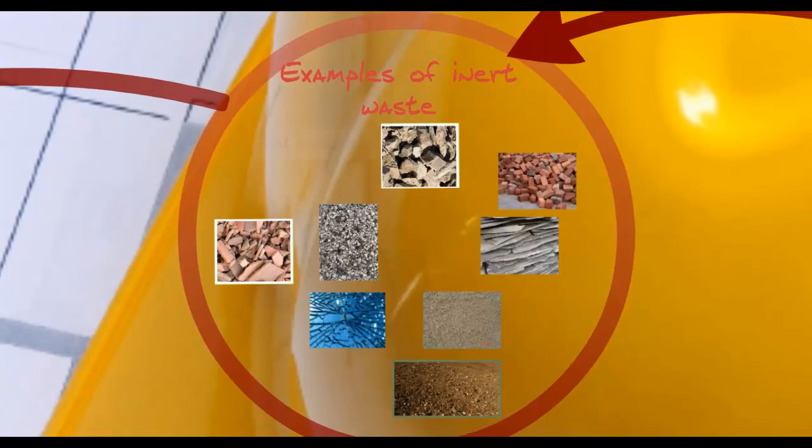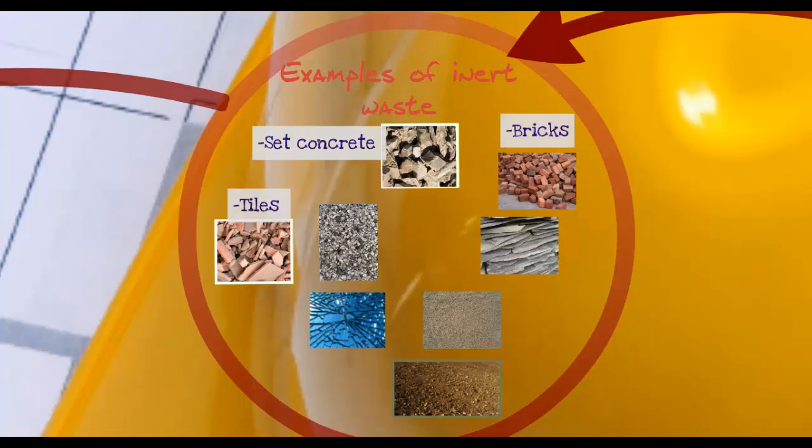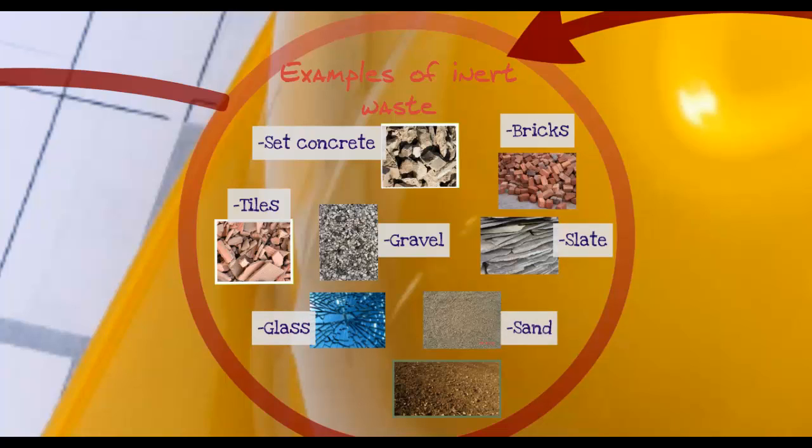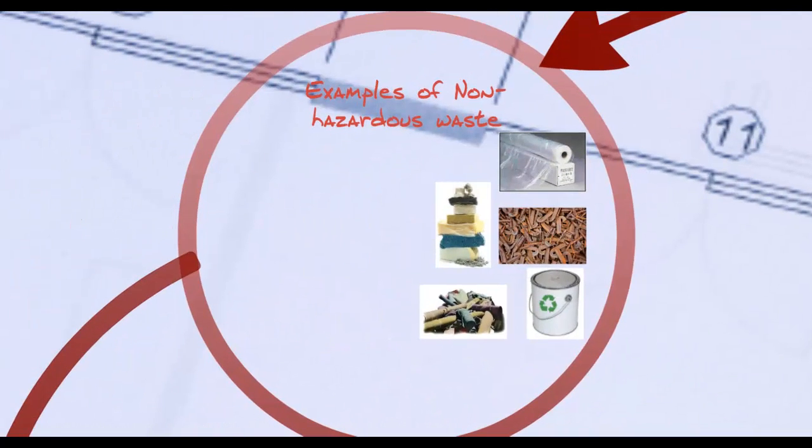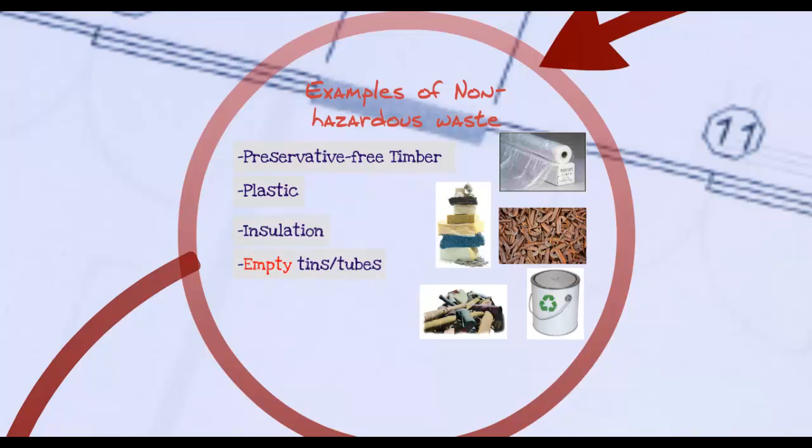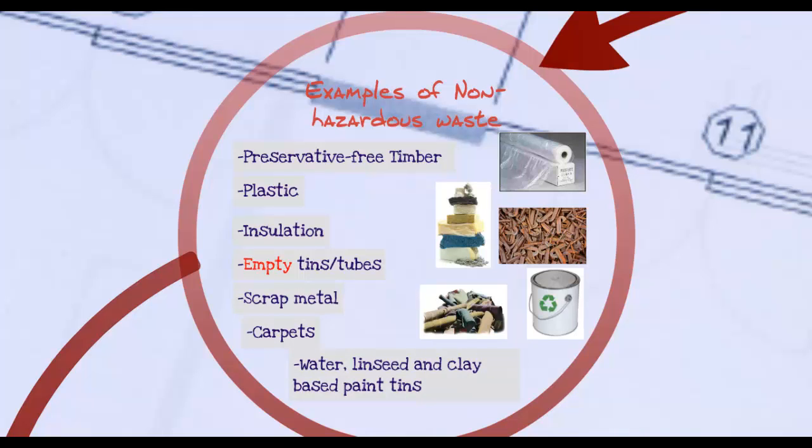Examples of inert waste: set concrete, bricks, tiles, gravel, slate, glass, sand, and subsoil. Examples of non-hazardous waste: preservative-free timber, plastic, insulation, empty tins and tubes, scrap metal, carpets, water, linseed, and clay-based paint tins.